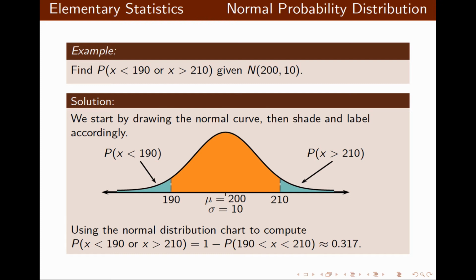So probability that x is less than 190 or is greater than 210 is the same as 1, the total probability, minus probability that x is between 190 and 210. Using the normal CDF command, our lower value will be 190 and upper value is 210 with a mean of 200 and a standard deviation 10. And the final answer is 0.0317.